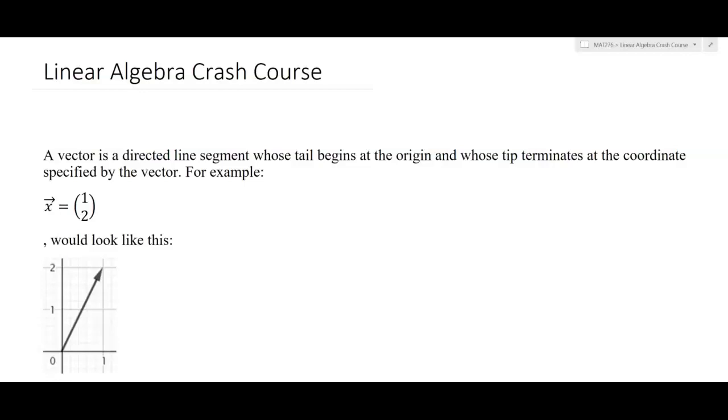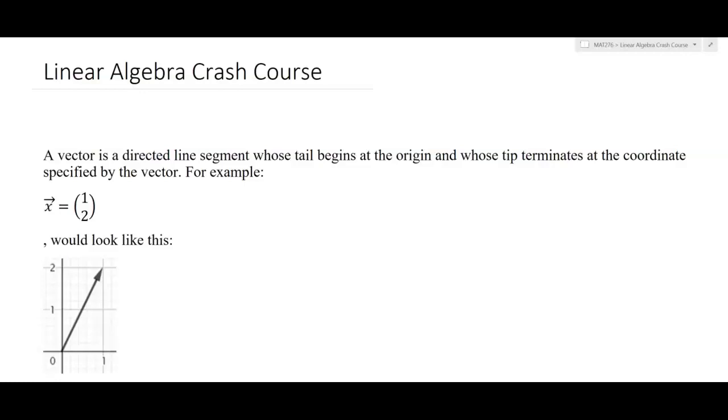First of all, the most important concept in linear algebra is the concept of a vector. We've seen some of these already, but to more formally define them, a vector is a directed line segment whose tail begins at the origin and whose tip terminates at the coordinate specified by the vector. For example, x equals... and notice how we are talking about vectors as opposed to the variable x. When you have a lowercase letter with an arrow over it, that implies that it has more than one component, and we can typically think about these as the x and y components.